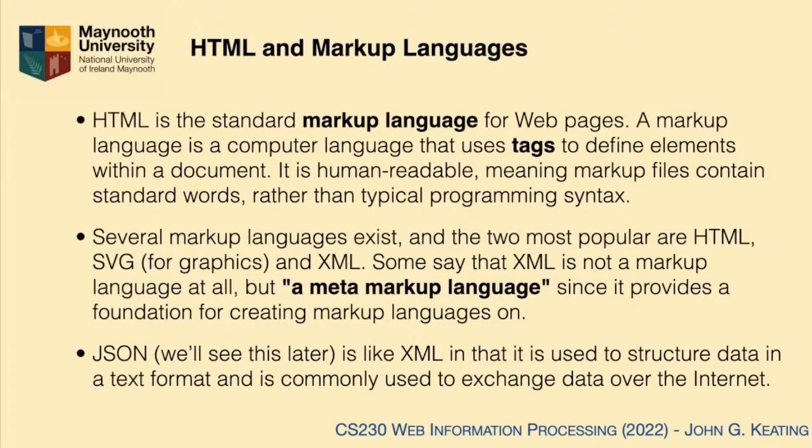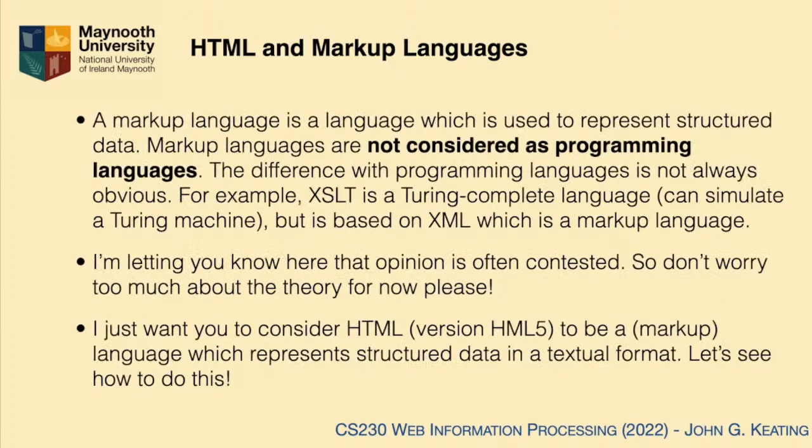But we'll also see JSON, which is like XML, and it's used to structure data in a text format, and it's commonly used to exchange data over the internet. So a markup language is a language which is used to represent structured data. And markup languages are not considered programming languages. The difference with a programming language is not always obvious, however. For example, XSLT is a Turing-complete language that can simulate a Turing machine, but it's based on XML, which is a markup language. So there's some confusion there at times.